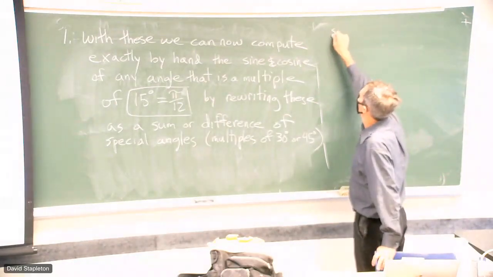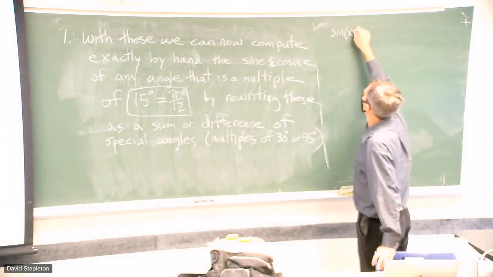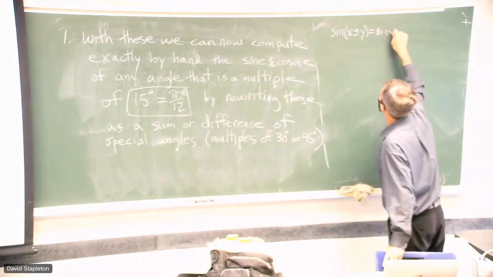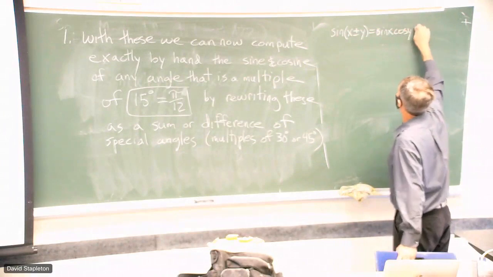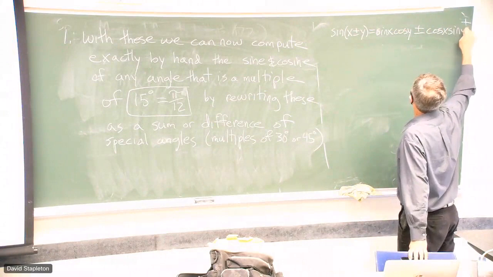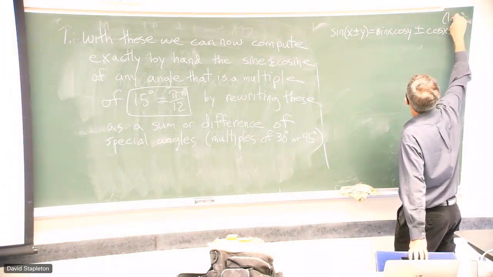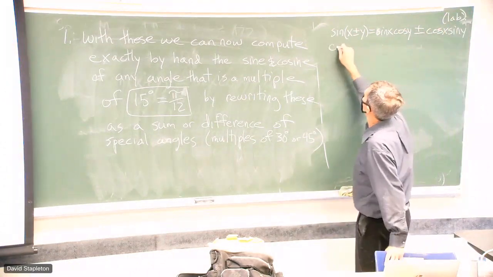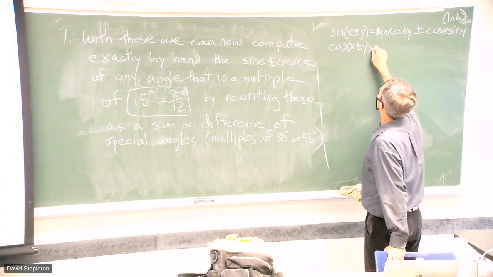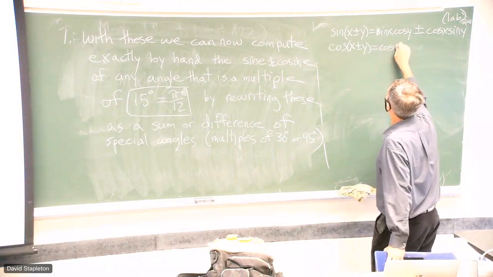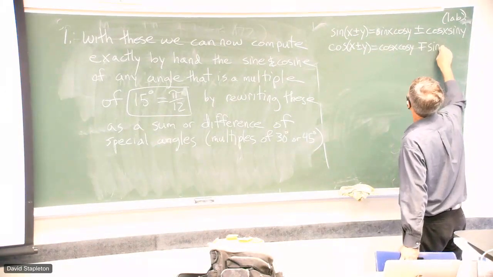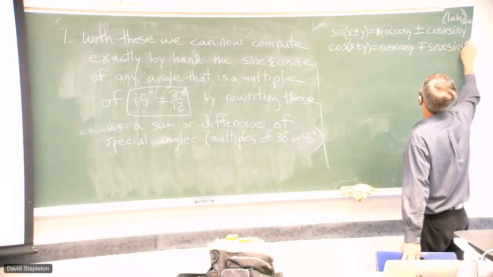So here's our sine of x plus or minus y is sine cosine plus or minus cosine sine. That was 1AB. And cosine of x plus or minus y is cosine cosine minus or plus sine sine. Well, that's 2AB.